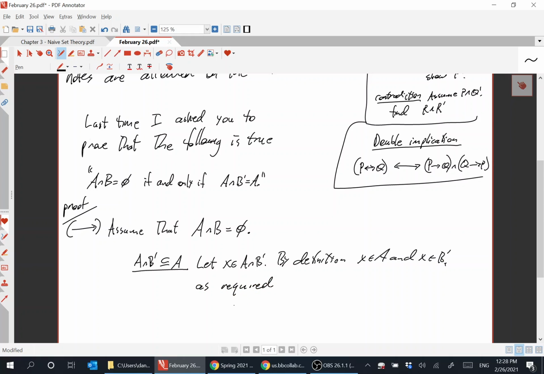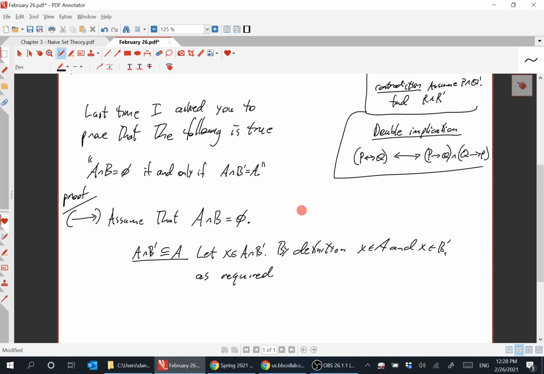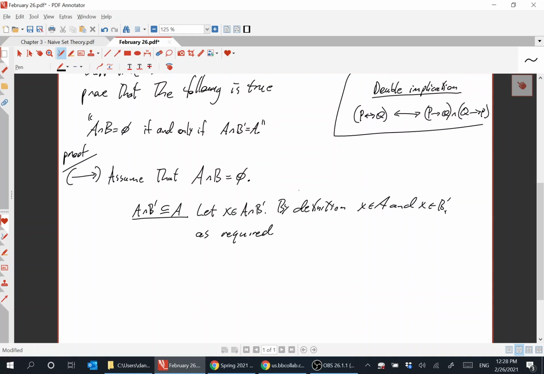So it's simply by definition. If X is in A intersection B complement, then X is in A by definition. And that's it. The fact that X is also in B complement isn't really relevant here. So A is a subset of A intersection B complement. Right? So let X be an element of A.